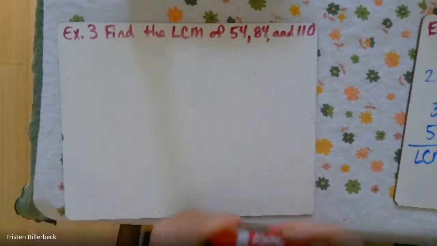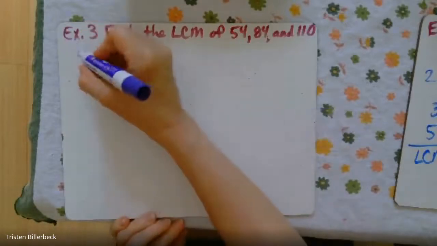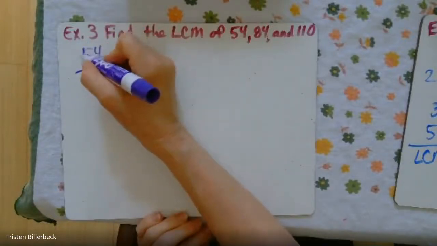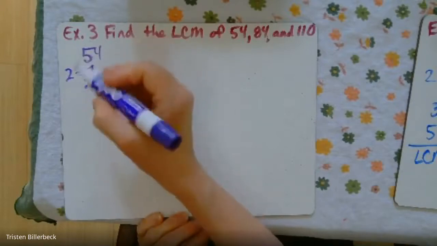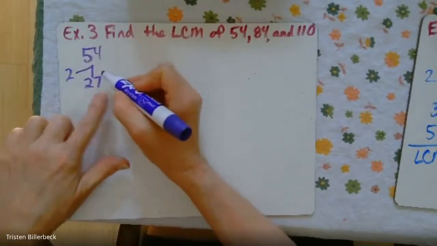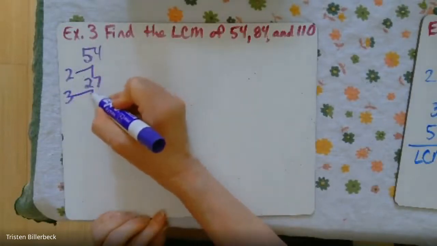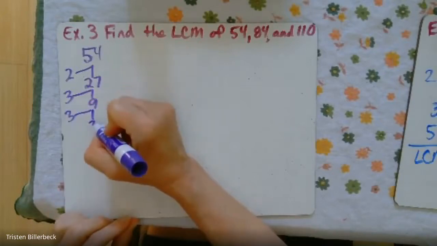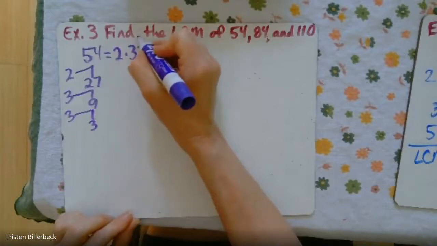All right, so let's find the least common multiple of 54, 84, and 110. So we have 54. We take out 2 because it's even. So that gives us 27. That's not even, but 2 plus 7 is 9. That's divisible by 3. So when we divide that by 3, we get 9. 9 is divisible by 3, and we have 3. So 54 is 2 times 3 to the third.